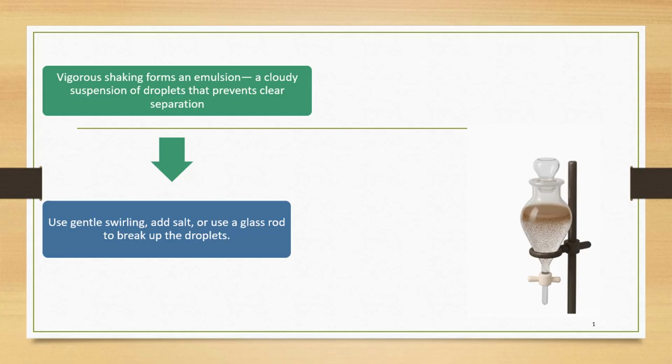Another potential problem is forming emulsions, which are cloudy suspensions where droplets of one liquid remain trapped in the other. Vigorous shaking can cause this. Chemists fix emulsions by adding salt, often in the form of saturated brine. The added ions increase the polarity of the aqueous layer, forcing the organic droplets to coalesce and separate cleanly. This process is called salting out.